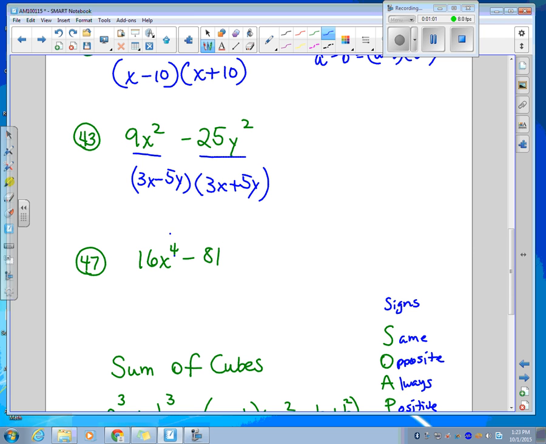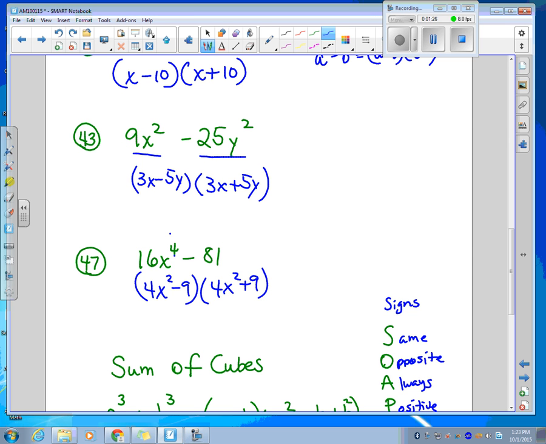They're not always going to say squared. Sometimes that exponent just might be even. But basically what I'm getting at is this one factors into 4x squared minus 9 and 4x squared plus 9. And again, the middle terms are going to cancel out just like those conjugates that we had.